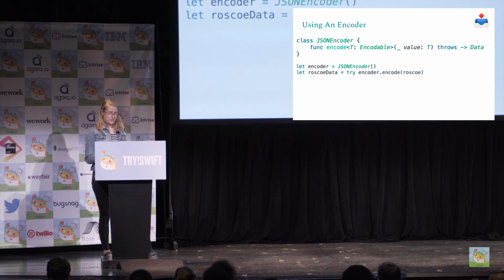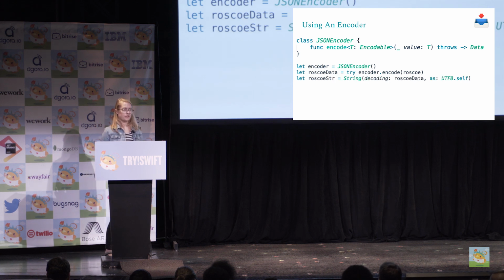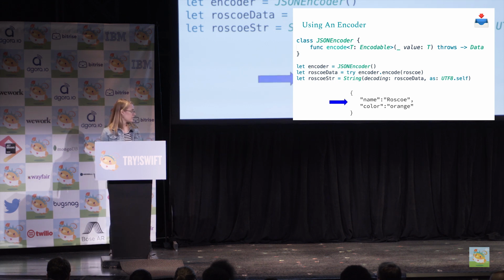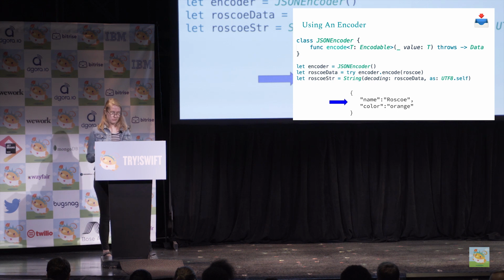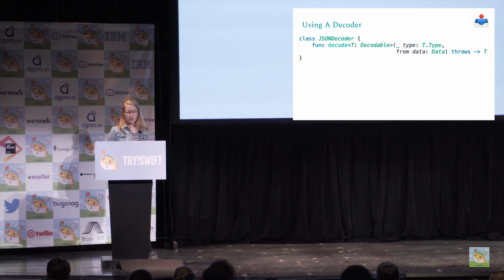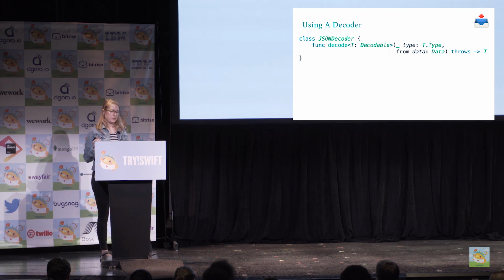So I'm going to take the extra step of creating a string using that UTF-8 encoded data. And this is going to allow us to see what the JSON actually looks like. And now if we print that out, you see we've got this nice JSON object that matches the cat that we started out with. So what if we wanted to use Roscoe with a decoder?